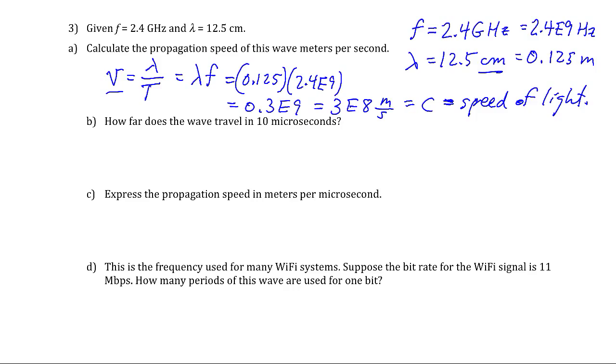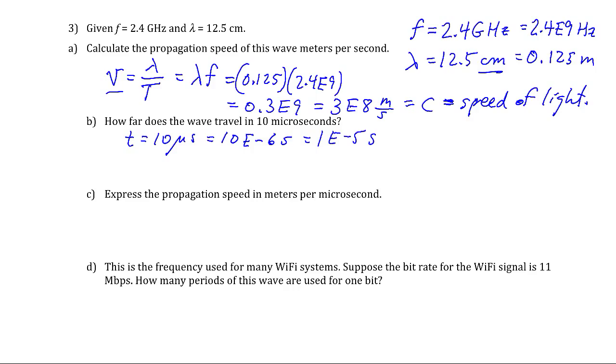Okay, let's calculate how far the wave travels in 10 microseconds. So we're given a time t of 10 microseconds. I'm going to write this as 10 times 10 to the minus 6 seconds, or 1e minus 5 seconds. So I went to a larger number on the exponent and a smaller number out front.